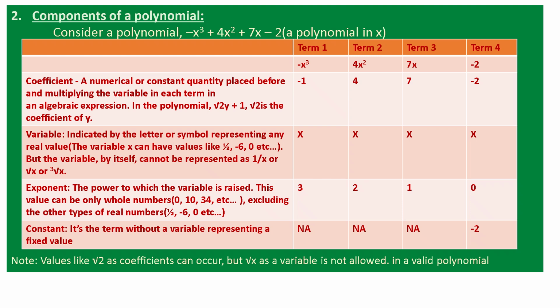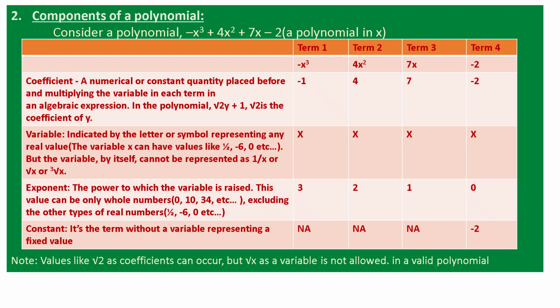There is a condition that in a polynomial, the exponent can only be whole numbers starting from 0 and so on, and many other numbers. And we exclude the other types of real numbers like half, minus 6, 0. So because of this reason, the variable cannot exist as 1 by x or root x, etc.